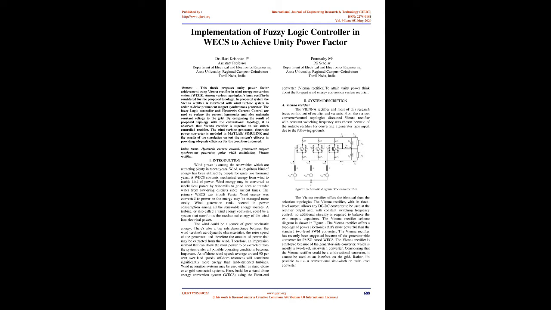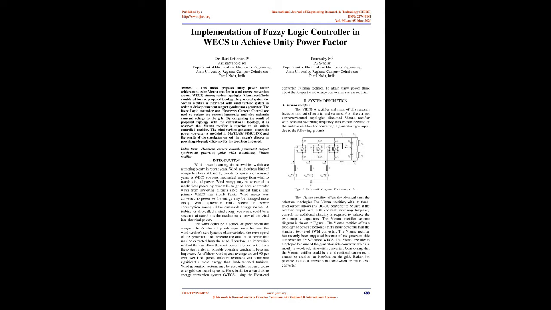Index terms: hysteresis current control, permanent magnet synchronous generator, pulse width modulation, Vienna Rectifier. Introduction. Wind power is among the renewables which are attracting plenty of attention in recent years. Wind, a ubiquitous kind of energy, has been utilized by people for quite 2,000 years.